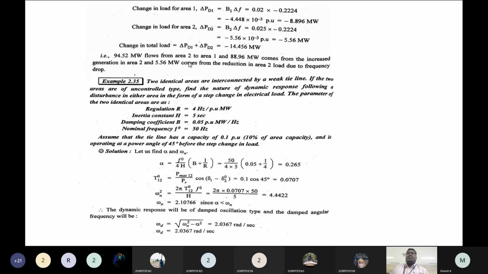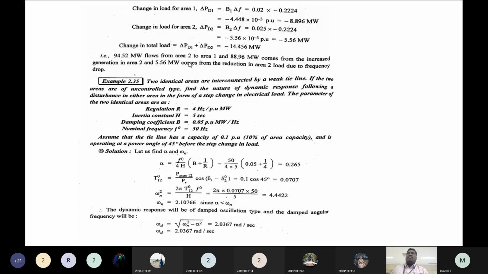So let us find alpha and omega n first. Alpha is nothing but f0 by 4H times (D plus 1 by R). So f0 is 50, inertia constant is 5, so 4 into 5, 20, into B is 0.05, just given in the problem itself, plus 1 by R. R is 4. So alpha is 0.265.